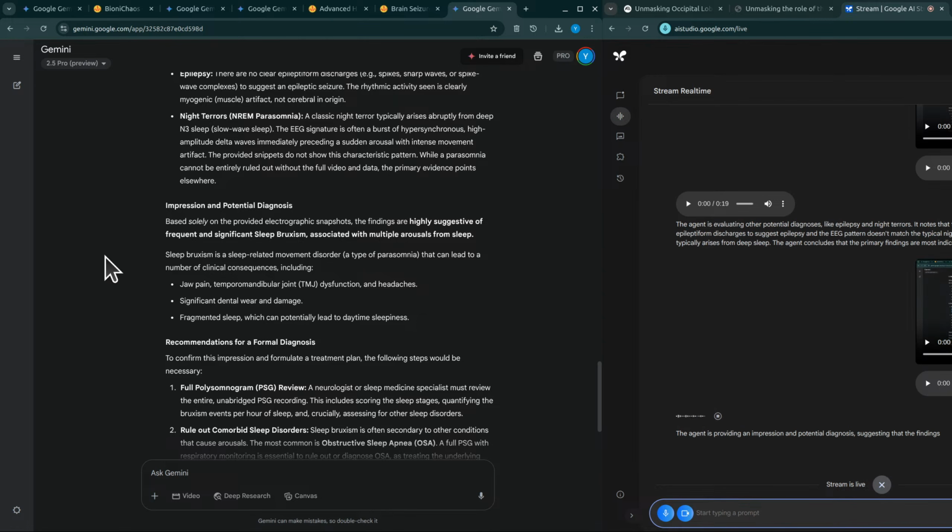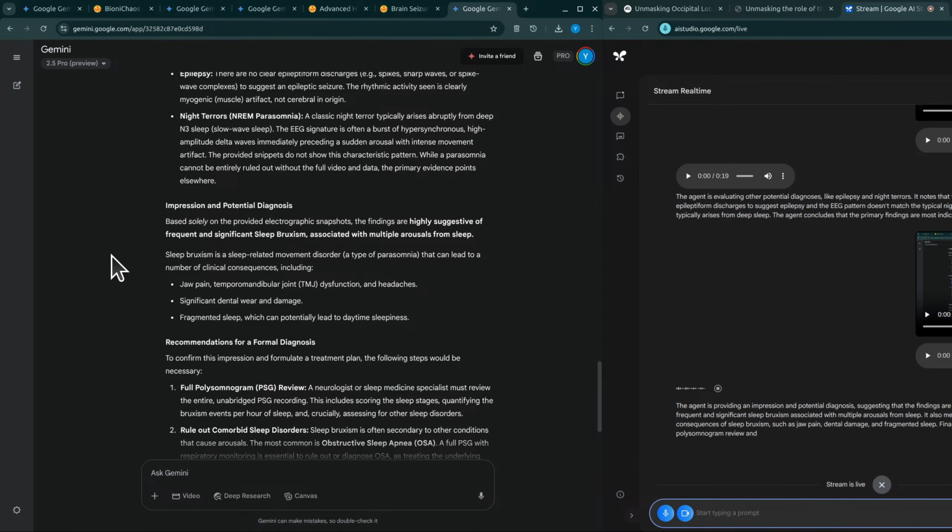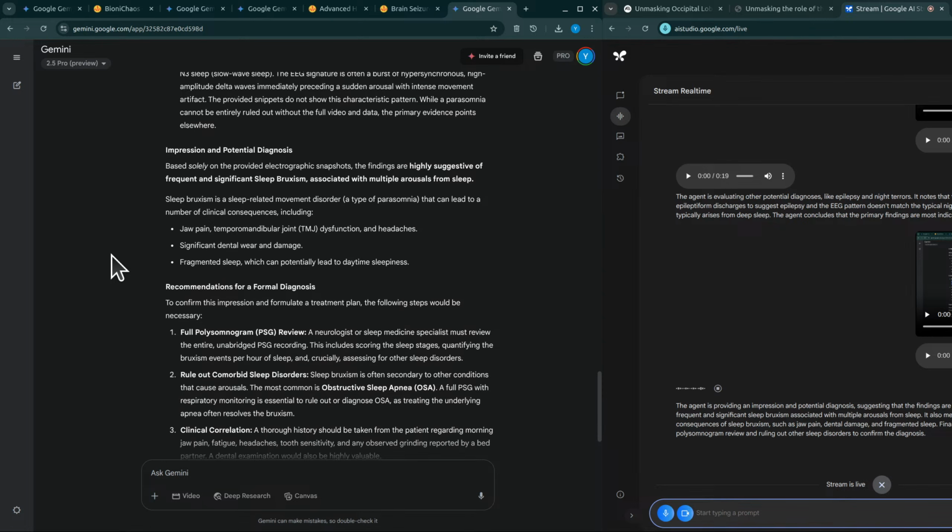The agent is providing an impression and potential diagnosis, suggesting that the findings are highly suggestive of frequent and significant sleep bruxism, associated with multiple arousals from sleep. It also mentions potential consequences of sleep bruxism, such as jaw pain, dental damage, and fragmented sleep. Finally, it recommends a full polysomnogram review and ruling out other sleep disorders to confirm the diagnosis.